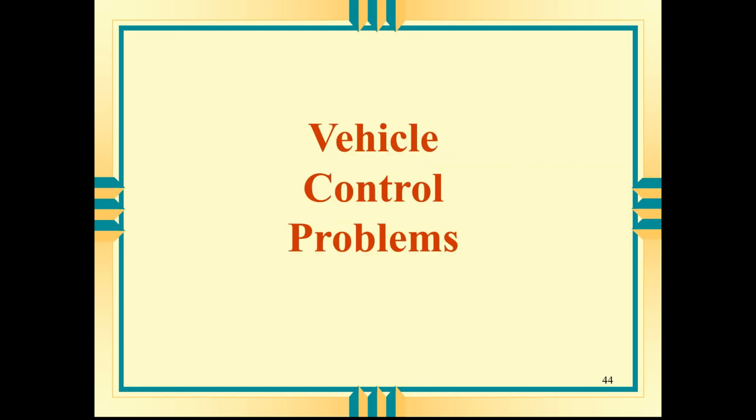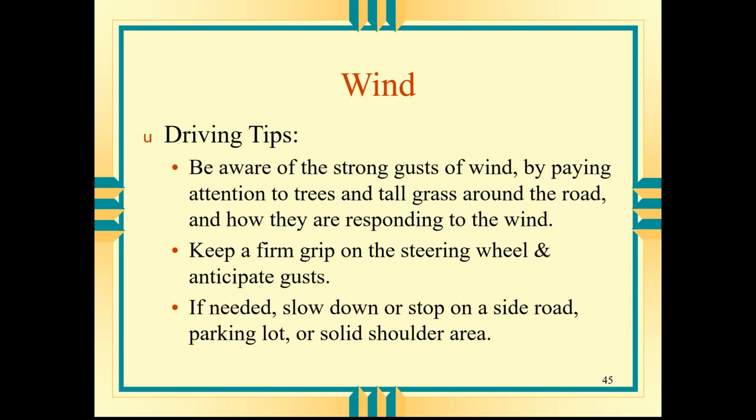Vehicle control problems. So there are multiple conditions where you could lose control of a vehicle or have trouble controlling it. Wind. Be aware of the strong gusts of wind by paying attention to the trees and tall grasses around the road and how they are responding to the wind. Obviously, keep a firm grip on the steering wheel and anticipate gusts, which may affect your steering. If needed, slow down or stop on a side road, parking lot, or solid shoulder area.